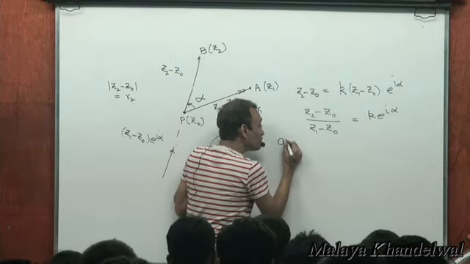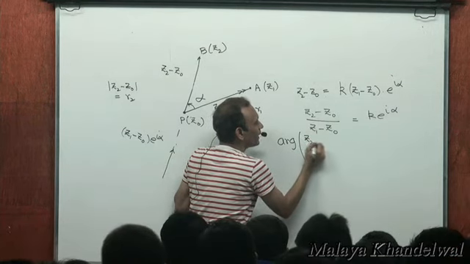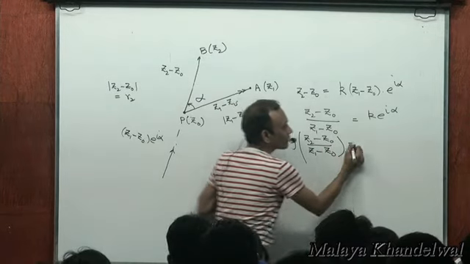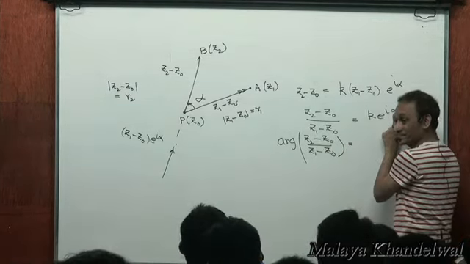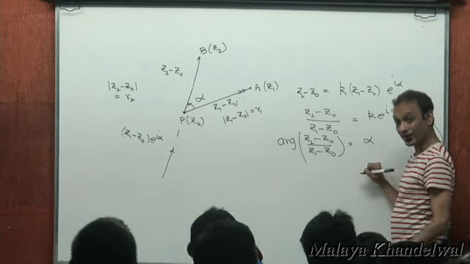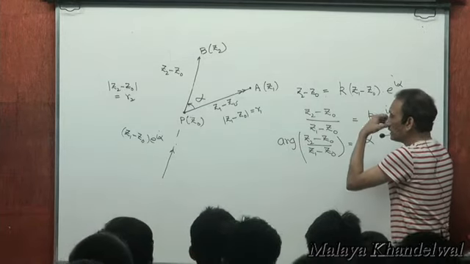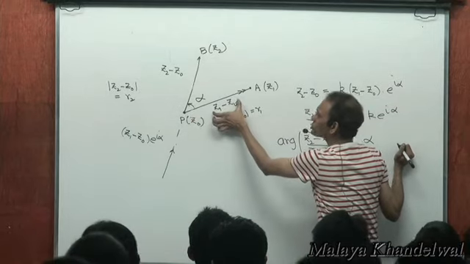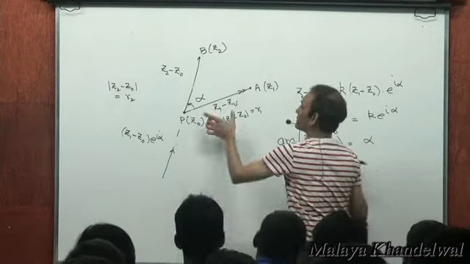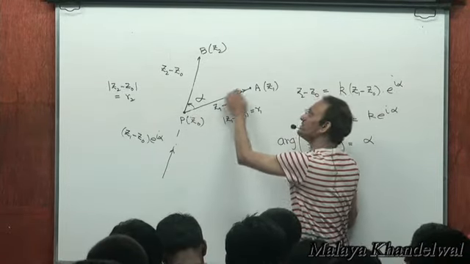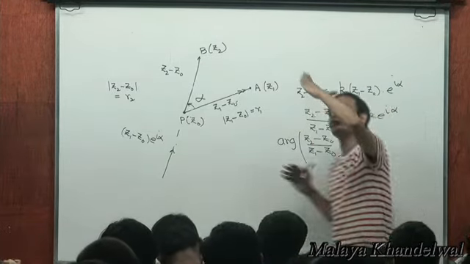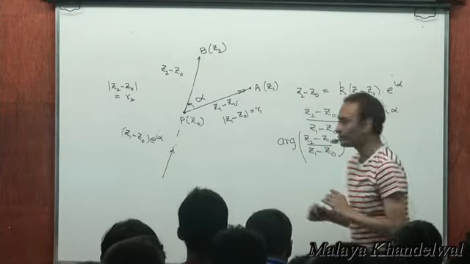Now, argument of z2 minus z0 by z1 minus z0. What's the argument of this complex number? Alpha, isn't it? So what is alpha? Alpha is the angle by which this vector is rotated so that it becomes parallel to this vector. Alpha is the angle by which z1 minus z0, that is the denominator vector, be rotated so that it coincides with the numerator. It will not coincide, it will become parallel to the numerator vector.